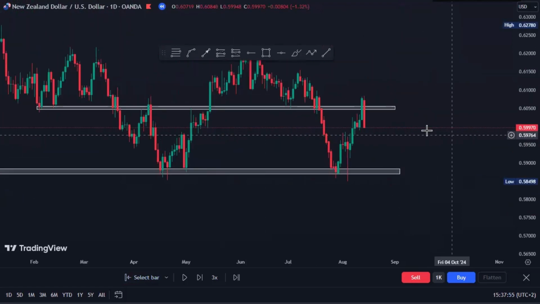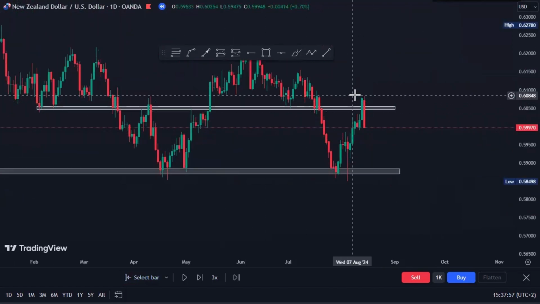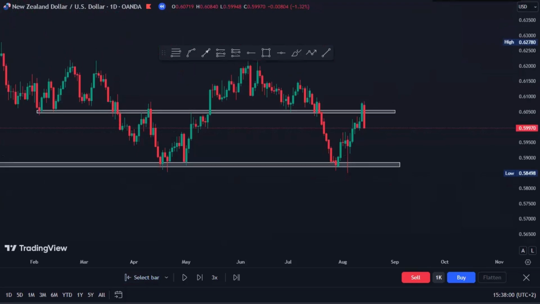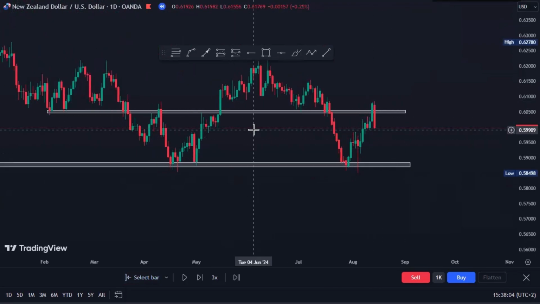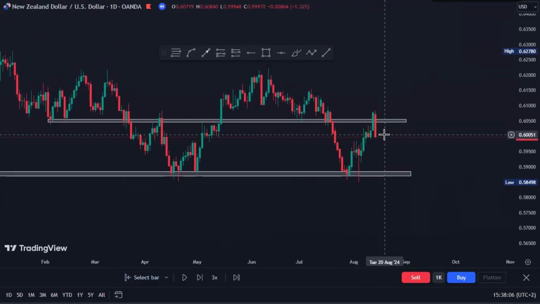Look, the market reacted here in this area. It pushed down. It went down. So we know that whenever the market approaches this zone, it's going to push down. That's where we make money.